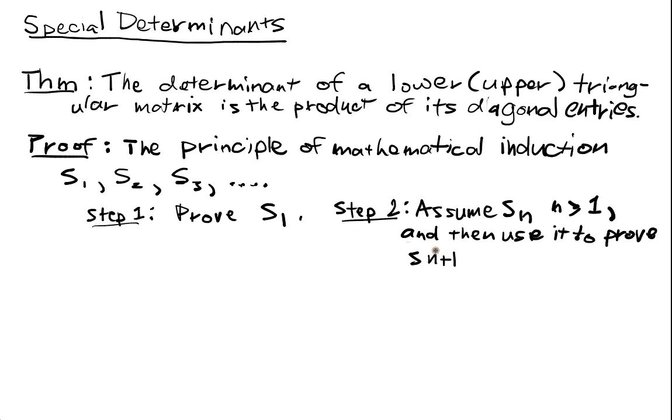So if you can perform step 1 and then step 2, for any n, then you've proven this for all statements. And the idea works like a chain of dominoes. You set up all the dominoes so that if one tips, then it'll push another over. And then you just push the first one. If you push the first one, then all the rest of them have to fall.